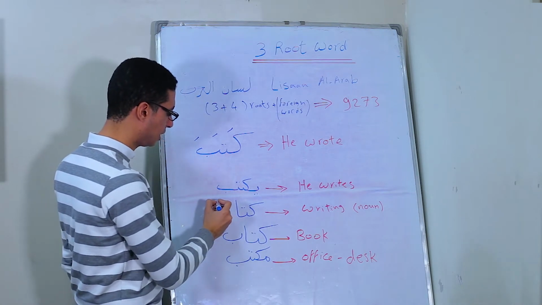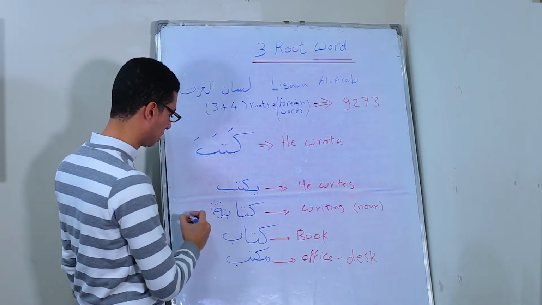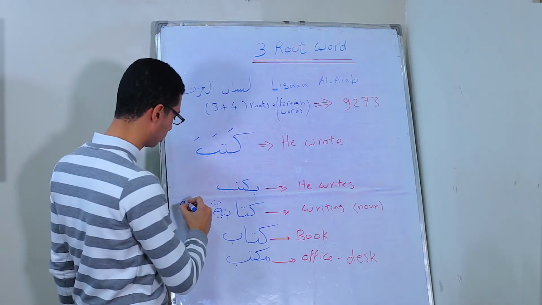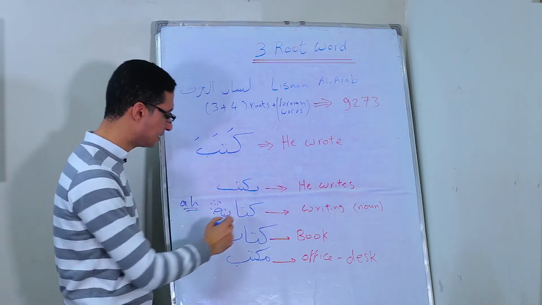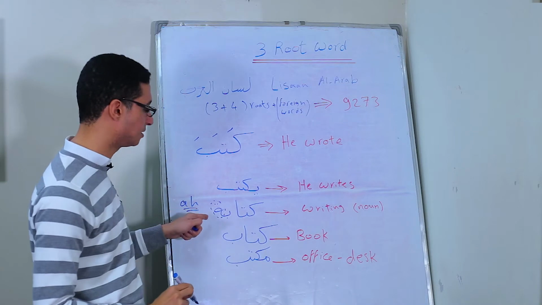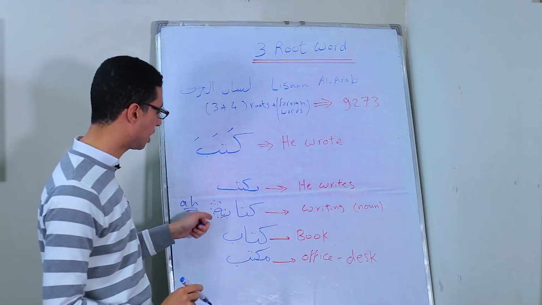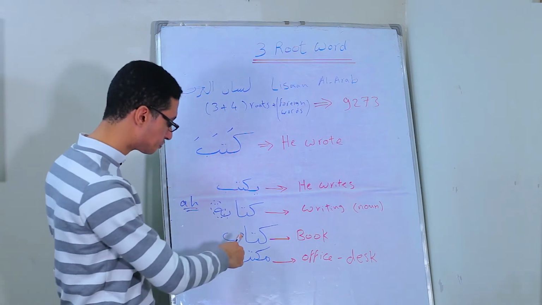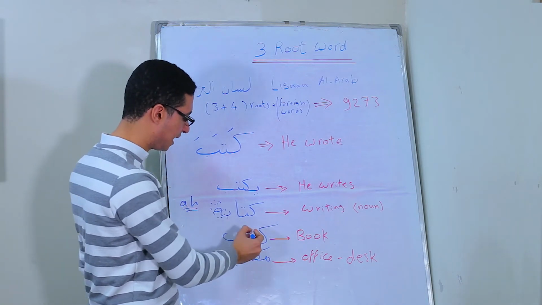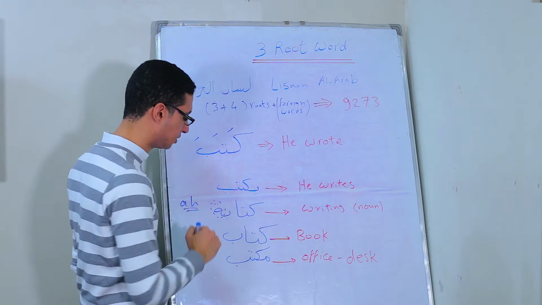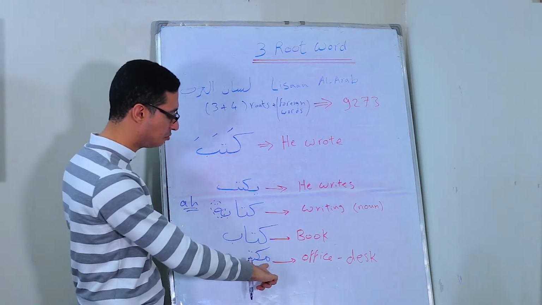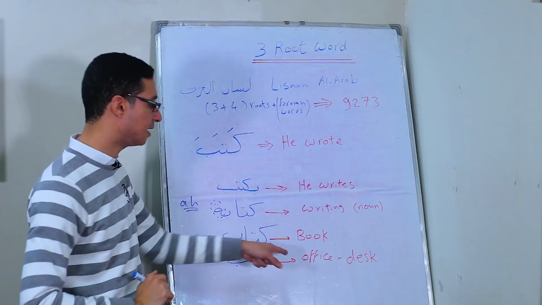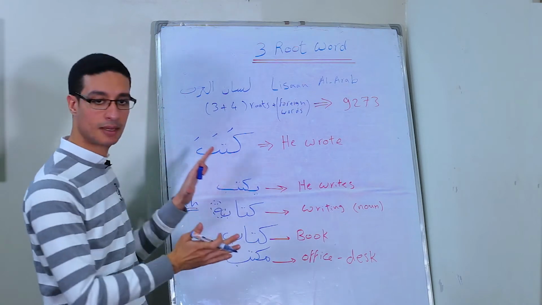Ta marbuta, by the way, is pronounced like kitaba. Okay, and it's a sign that this word is feminine. It's not masculine. And here we added alif after the ta, and here we added meem in the beginning, so it became an office. So this is the idea of the roots.